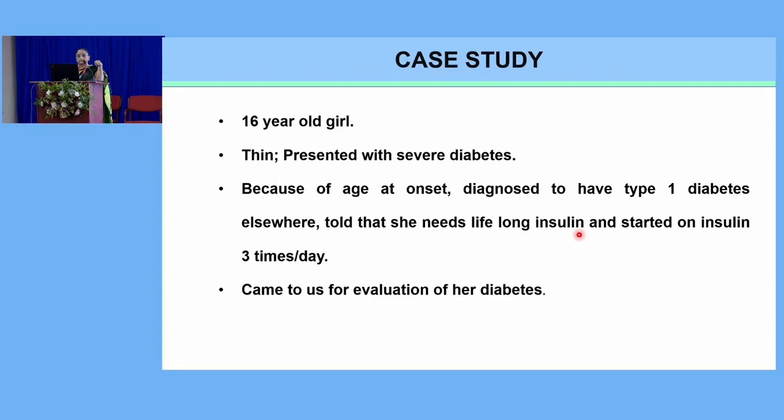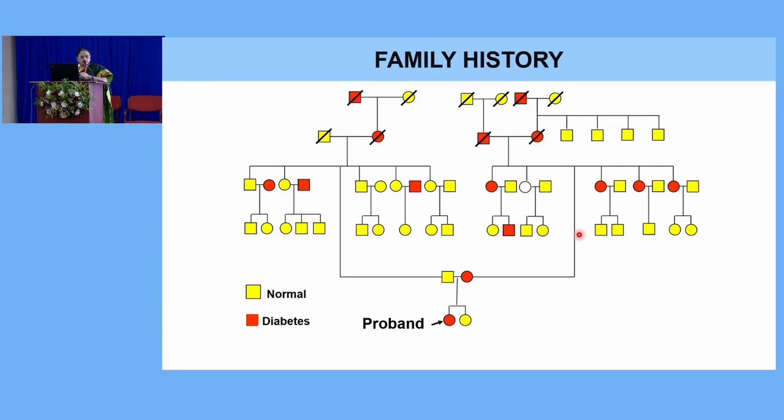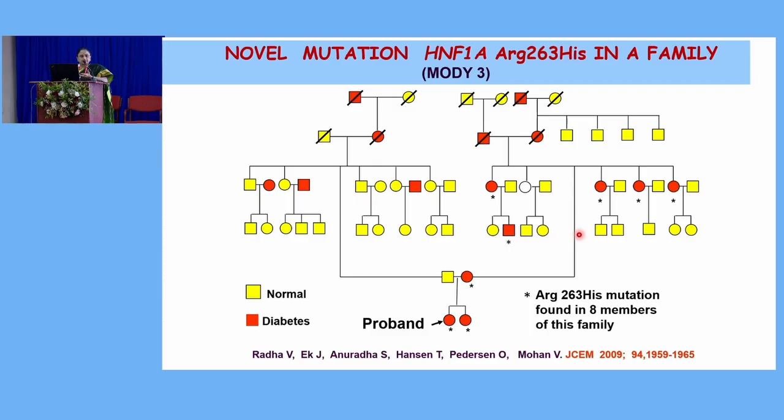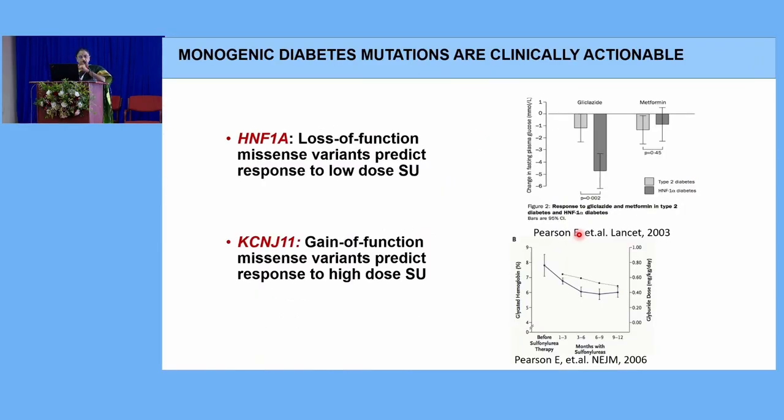So we are doing all these things. I can probably skip this in the interest of time. I will skip the case study, but this particular patient came to us, was assessed elsewhere as type 1. But when we took the family history, we could clearly see that a number of family members, particularly on the maternal side, had diabetes at a young age, less than 32, 35, etc. And a novel, at that time it was a novel mutation, arginine 263 histidine in HNF1 alpha.